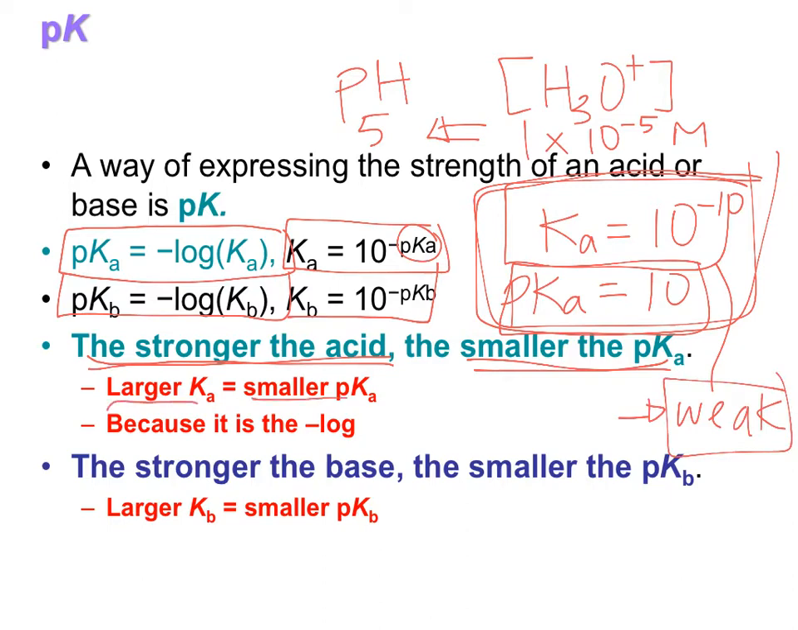Larger Ka, smaller pKa, they're inverse to each other, right? Because it's the log. The stronger the base, the smaller the pKb. So a high Ka value tells you one thing, and pKa is like the opposite, the inverse of it. And the same thing for Kb versus pKb.